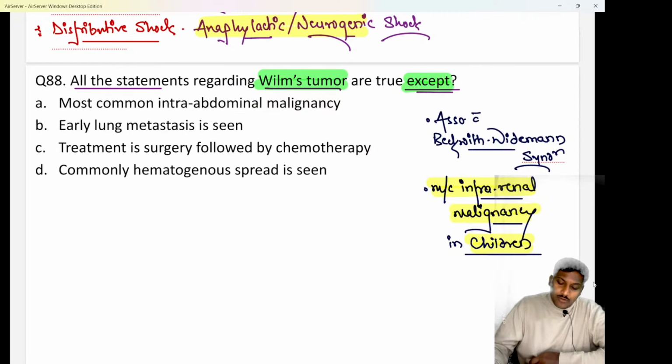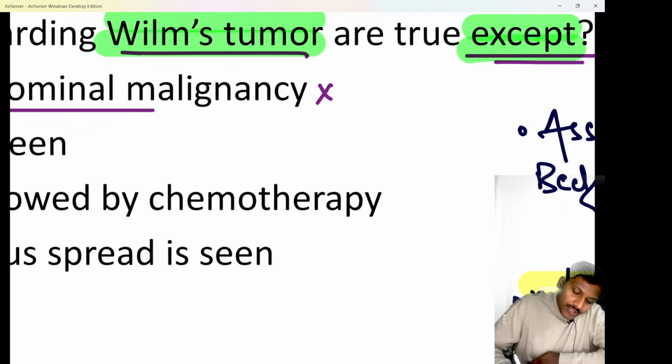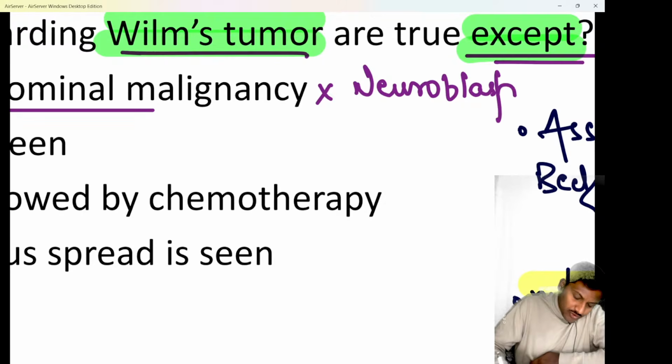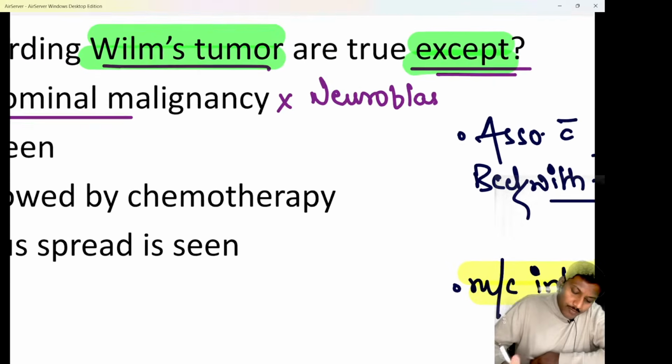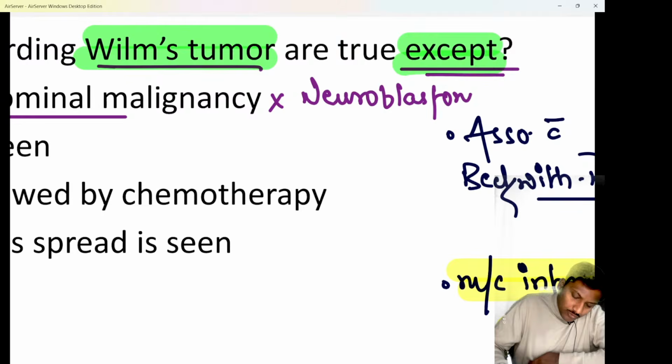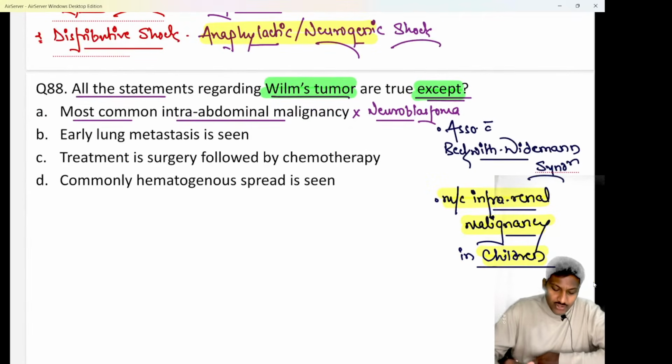These are the features. That was a PYQ in August, so do remember that. Now here, option A says Wilms tumor is the most common intra-abdominal malignancy. No. Do remember, the most common intra-abdominal malignancy in children is neuroblastoma, not nephroblastoma or Wilms tumor. Wilms tumor is the second most common intra-abdominal malignancy. That has to be kept in mind.